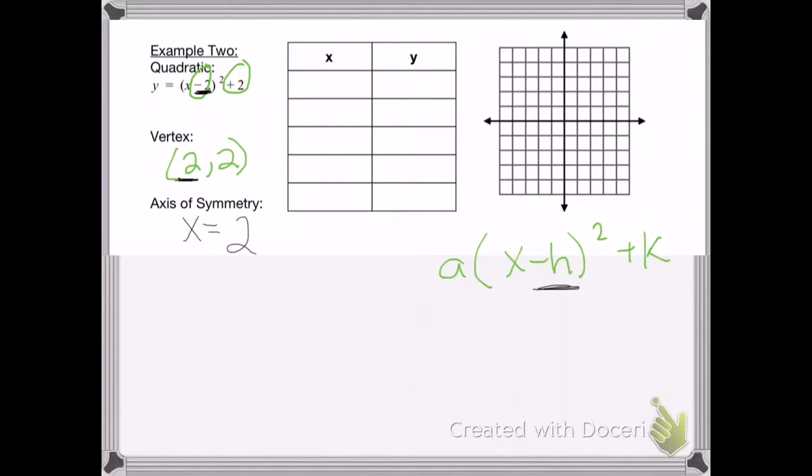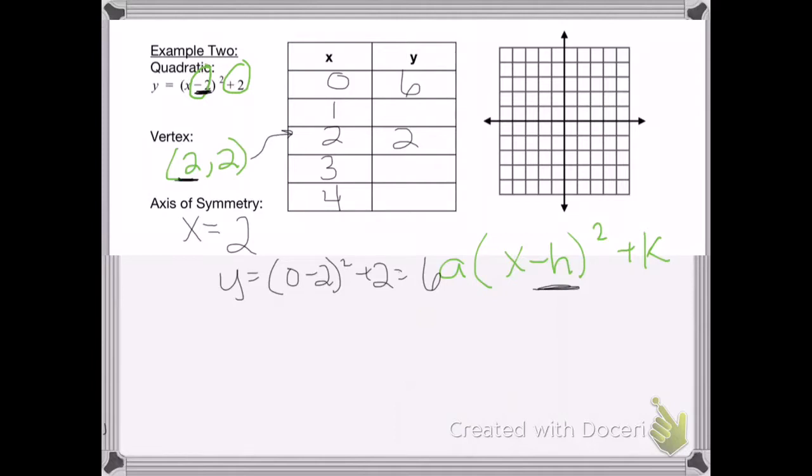And then let's start filling out that chart. So remember, our vertex goes in the middle point. So we have 2 and 2 here. So we're going to go down to 1 and 0 and up to 3 and 4. So the next thing that we're doing is plugging in those numbers to find our y. So we got y equals 0 minus 2 squared plus 2. Okay, you'll plug that in your calculator, or you can do it in your head, and you'll see that it's going to get you 6. So we'll have 6 here.